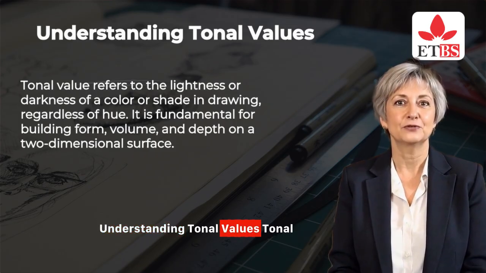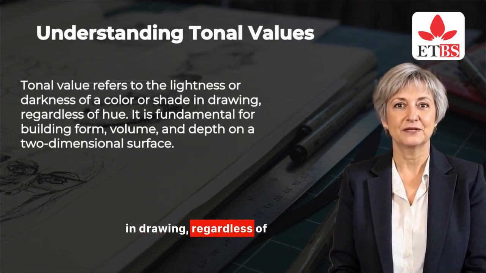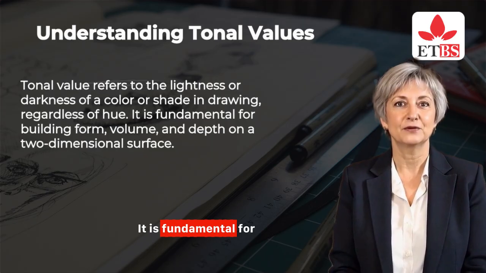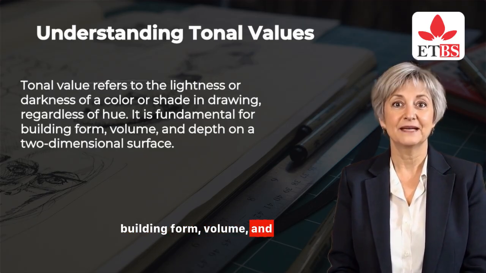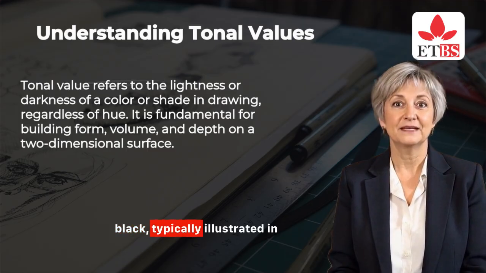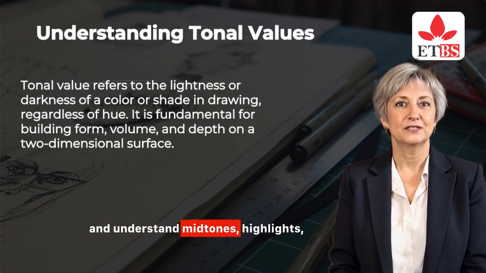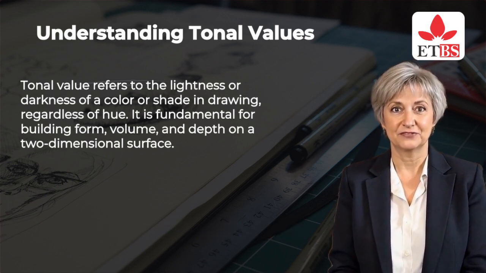Understanding tonal values. Tonal value refers to the lightness or darkness of a color or shade in drawing, regardless of hue. It is fundamental for building form, volume, and depth on a two-dimensional surface. 1. Value scale. A tonal gradient from white to black, typically illustrated in 5, 7, or 9-step scales, helps artists calibrate contrast and understand midtones, highlights, and shadows.